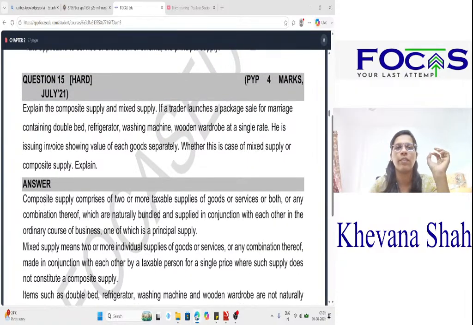Now let's come to our question again. The next question that they are asking is, if a trader launches a package sale for marriage containing double bed, refrigerator, washing machine, wooden wardrobe at a single rate.